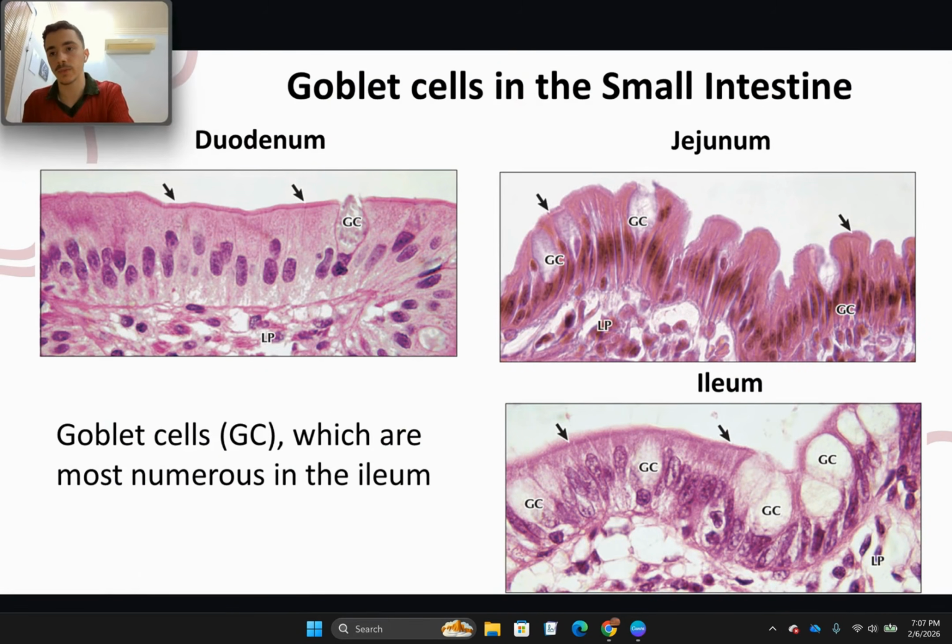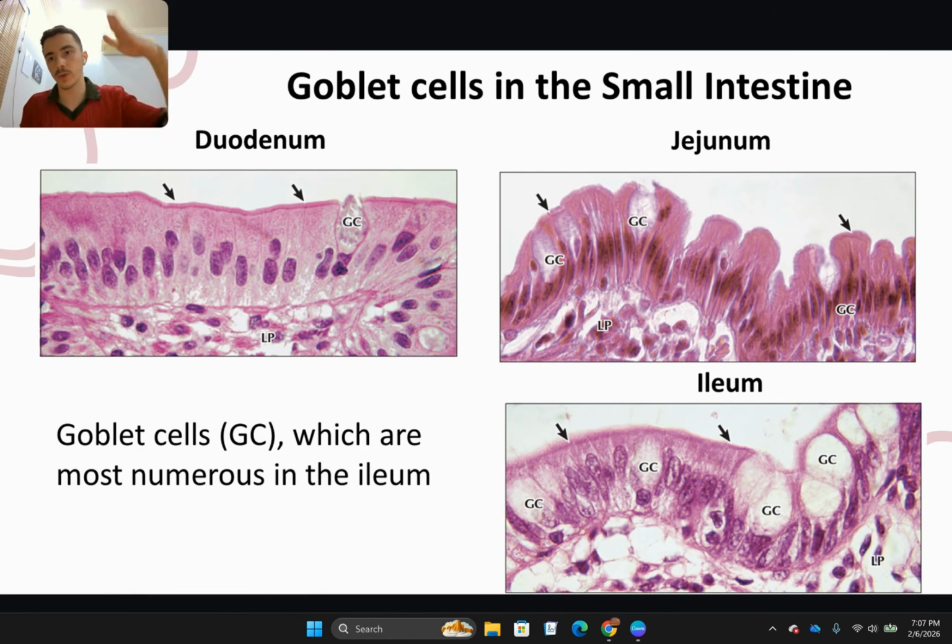We'll talk about the goblet cells. We said as we go through the small intestine, we have more and more goblet cells. So the goblet cells are most numerous in the ileum. Duodenum, a little bit. As you can see, only one. Then here 1, 2, 3, and further 1, 2, 3, 4, 5, 6. So when we go through the small intestine, the number of the goblet cells increases.